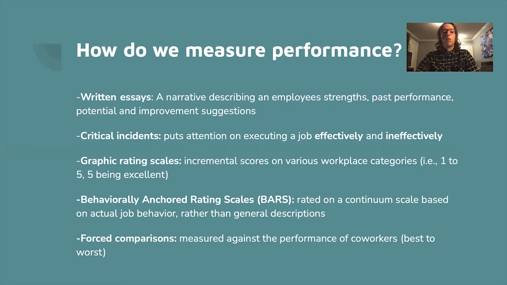Next, we have critical incidents. This type of evaluation cites only specific behavior that occurs within the workplace that is deemed effective or ineffective. Next, we have the most common, which is graphic rating scales. These basically are pretty simple. For example, a 1 would be deemed as poorly informed about work duties, and on the opposite, a 5 being complete mastery of all job phases.